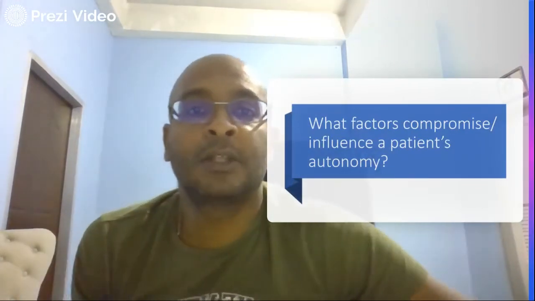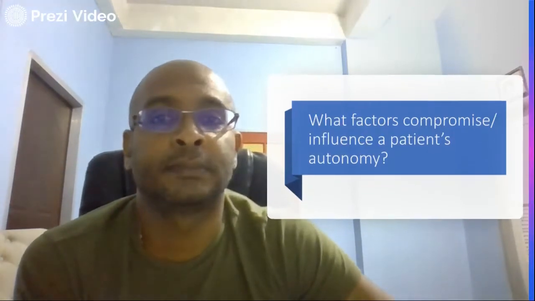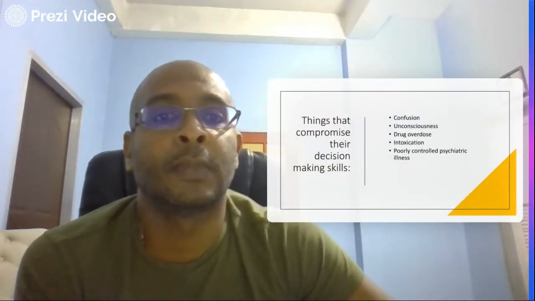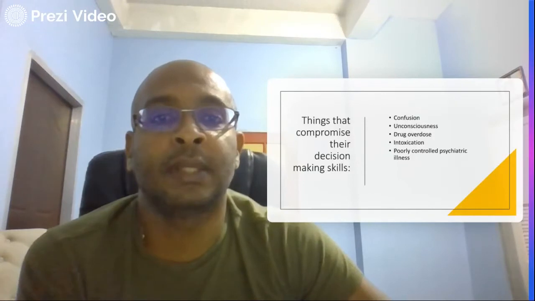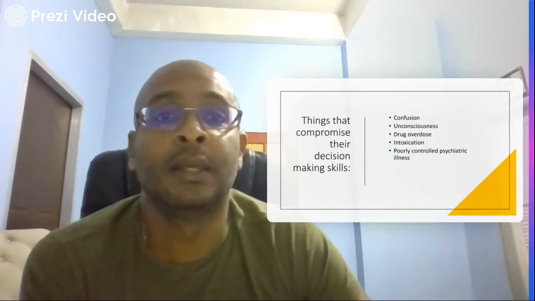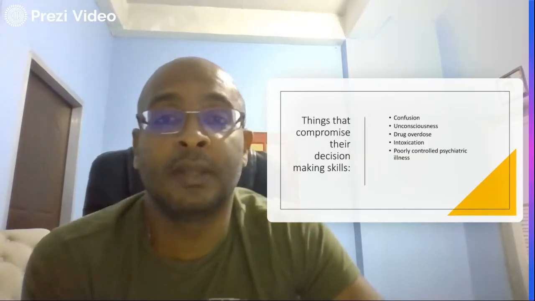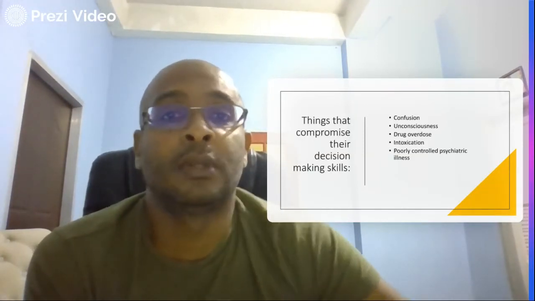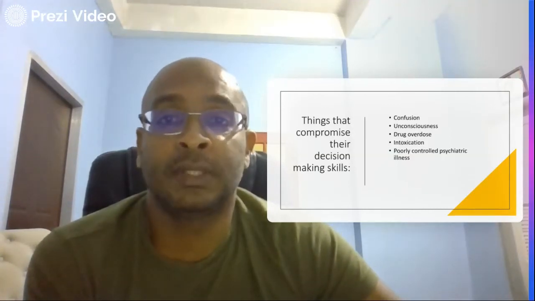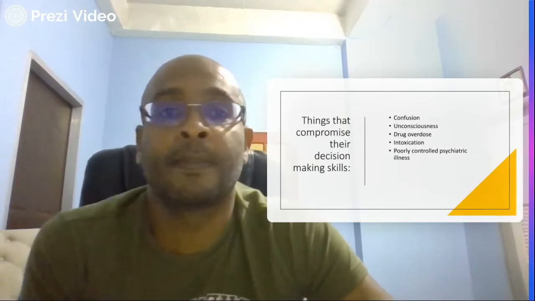So we move on now to what factors can compromise or influence a patient's autonomy. In general, things that compromise their decision-making skills. We had a little discussion about agency in a previous slide, and I had mentioned that if the patient is unconscious, then they can't exert that agency. So if the patient is unconscious, they can't make an autonomous decision.